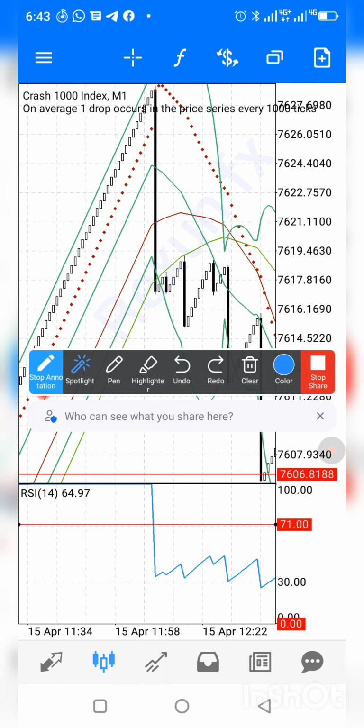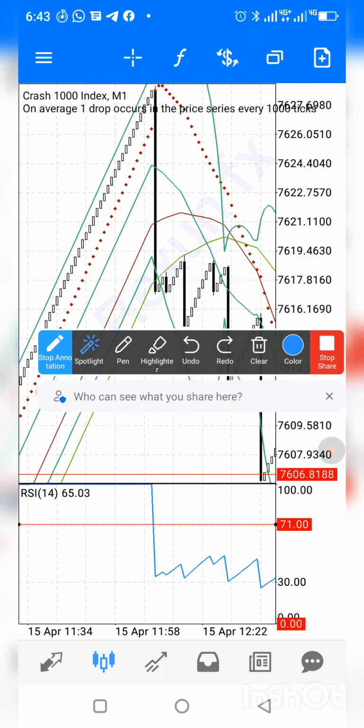Sometimes I wait till 99.50, sometimes even higher, but above 99 is just fine. Then break your lot sizes into pieces. So I'm going to show you a video of the actual live trade I took on this event.